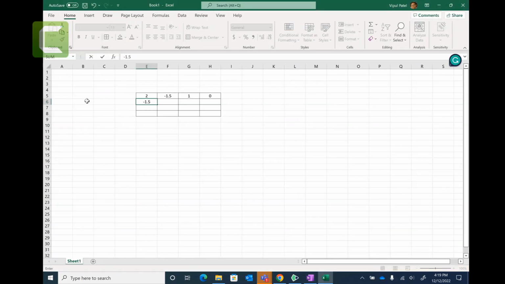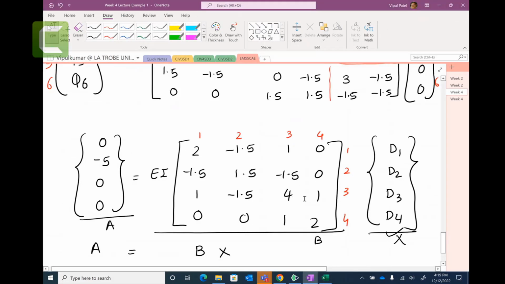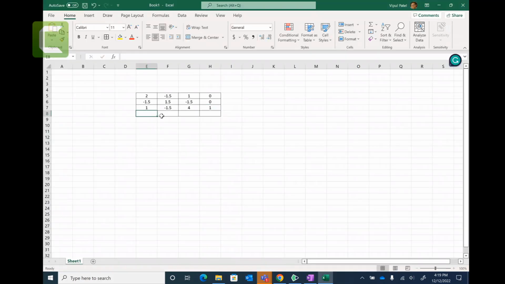Then minus 1.5, 1.5, minus 1.5, and 0. Then 1, minus 1.5, 4, and 1. That is coming from here. Then 0, 0, 1, and 2.